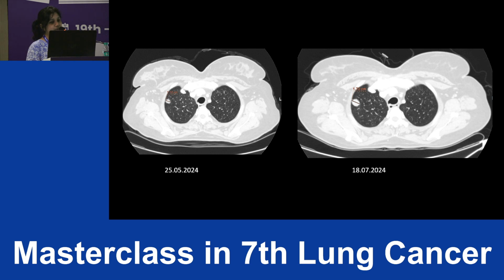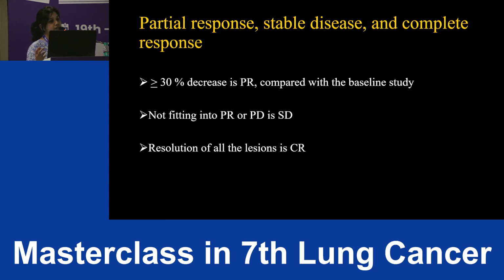So this is a simple case. You can see there is a significant more than 20% increase in the right upper lobe lesion. So this qualifies for a progressive disease. Now what is partial response? So partial response now has to be compared with the baseline study.